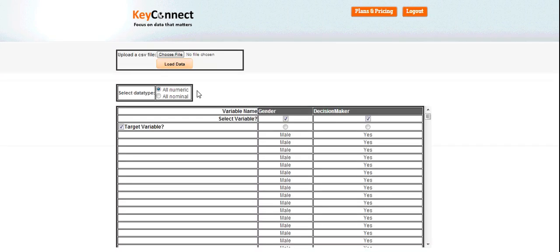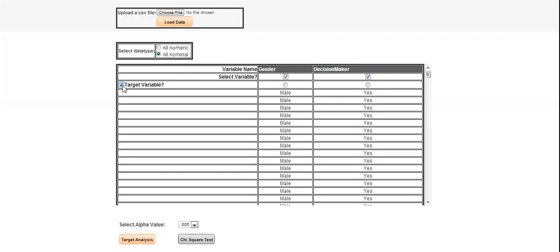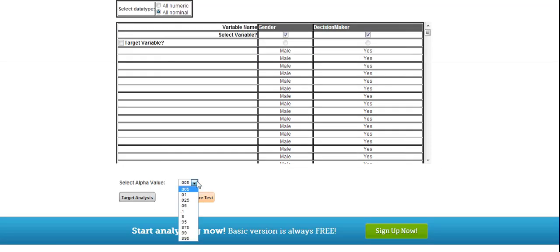And the data should show up in this table below. And the next thing you want to do is to let KeyConnect know that this is a nominal data set. So select the all nominal radio button and uncheck the target variable analysis. And finally, indicate to KeyConnect what's the alpha value that you want to use for this chi-square test. So let's select 0.05 and run the chi-square test.